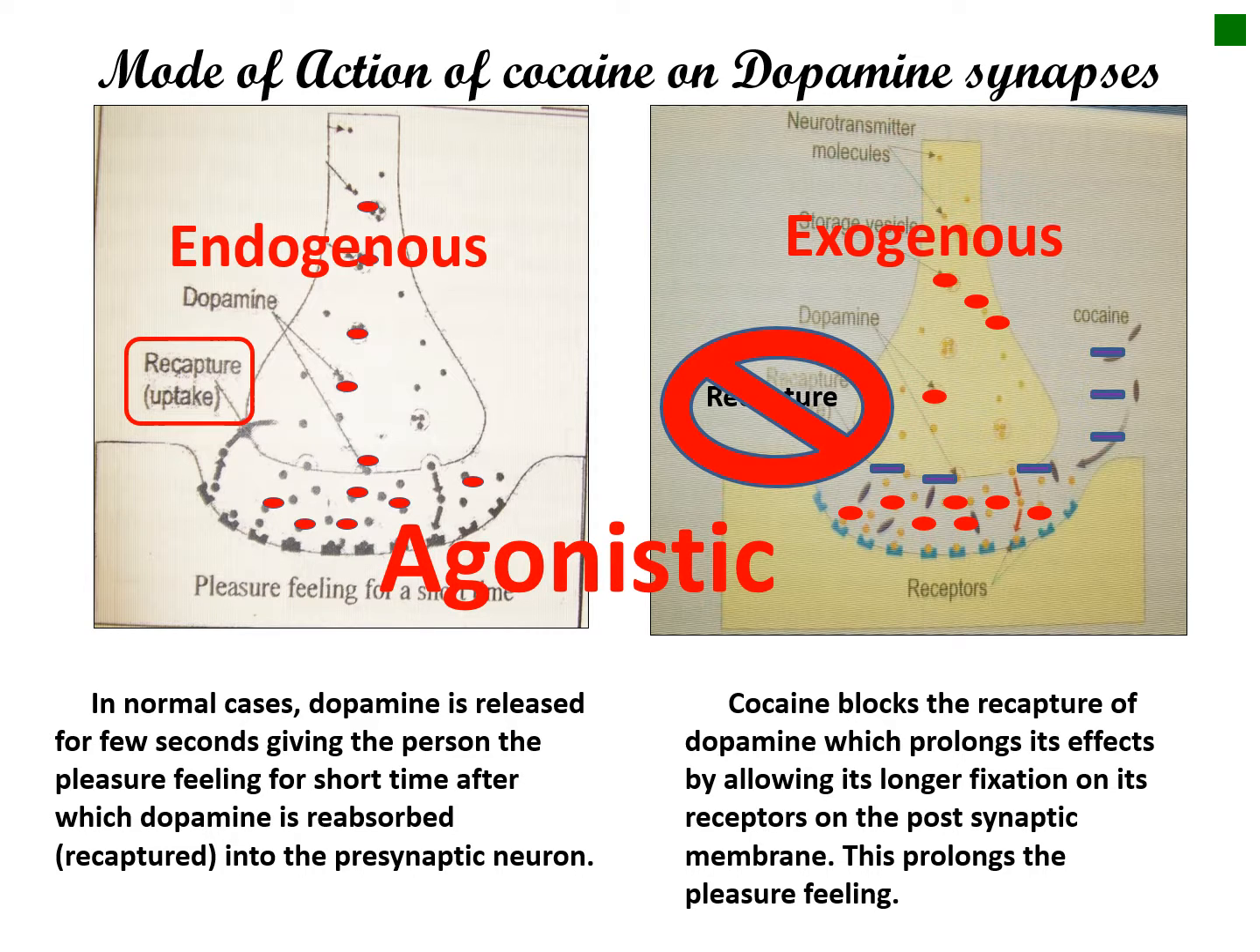Mode of action of cocaine on dopamine synapses. In normal cases, dopamine is released for a short time, and dopamine is reabsorbed in the presynaptic neuron, while cocaine blocks the recapture of dopamine, which prolongs its activity or its effects by its longer fixation on its receptors. This prolongs the pleasure feeling. So cocaine blocks the recapture. Here dopamine is endogenous, while cocaine is exogenous, and both of them have an agonistic function.